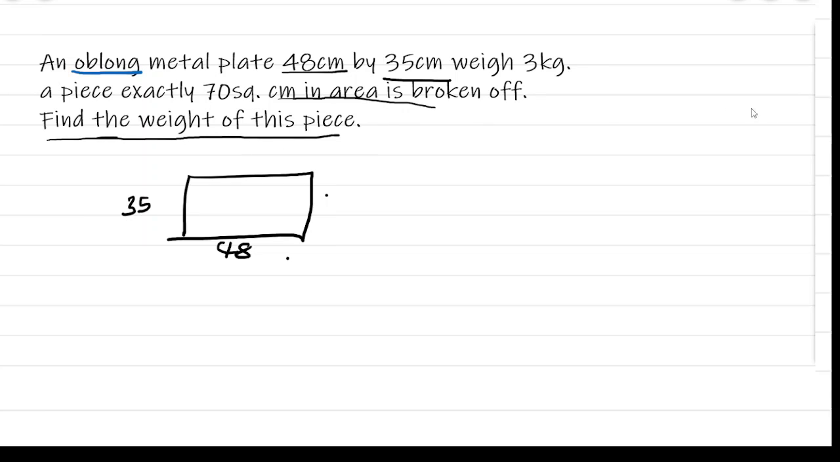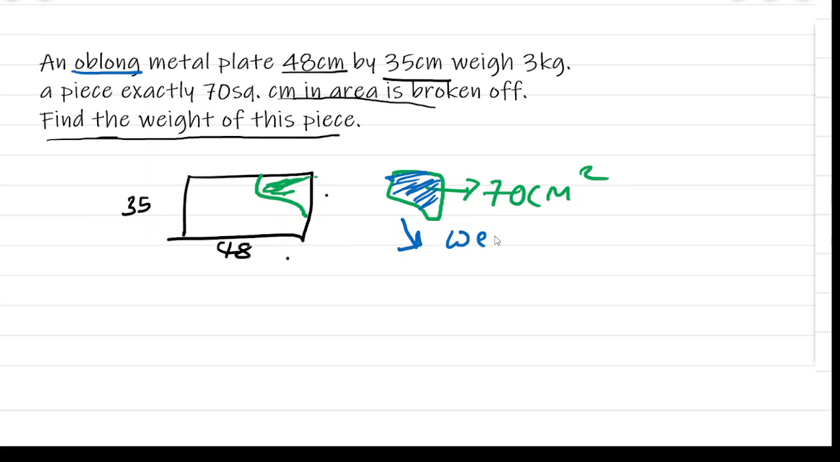Okay, so in our plate here, you now get that some part of it has been broken off, was cut off. Let's represent the parts. See, this part was cut off, and the area of this part is 70 centimeters squared. That is the area of this part that was taken off. The area of this part is 70 centimeters squared, and we are asked to find the weight. What is the weight?